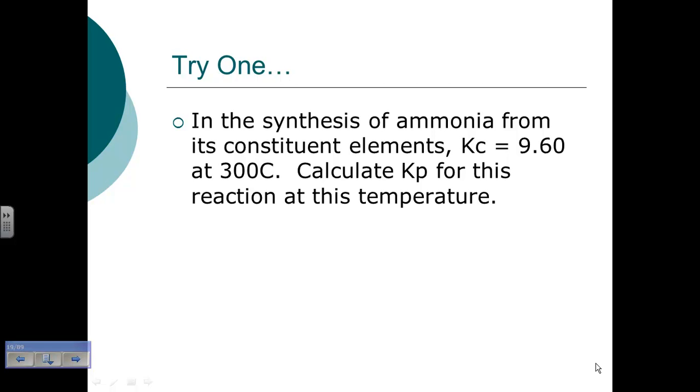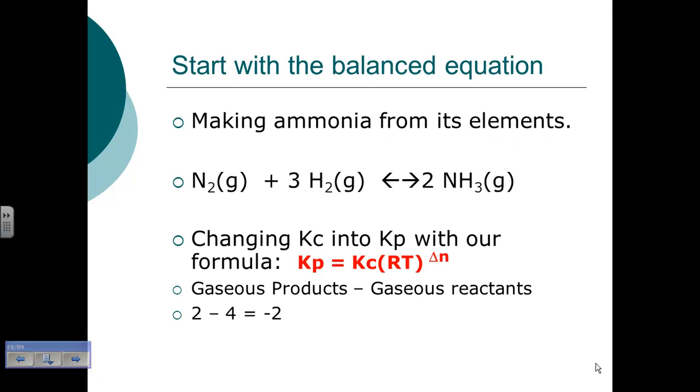Well, step one, let me see on your paper the balanced equation for making ammonia from its elements. Step 1, as any good chemist does, they write out their recipe. Gaseous nitrogen reacts with 3 moles of gaseous hydrogen, in a dynamic equilibrium, to form 2 moles of gaseous ammonia. N2 plus 3H2 forms 2NH3. All reactants and products are gases.